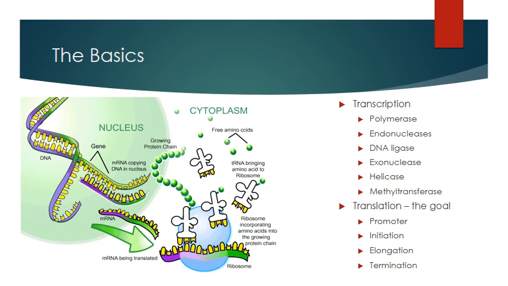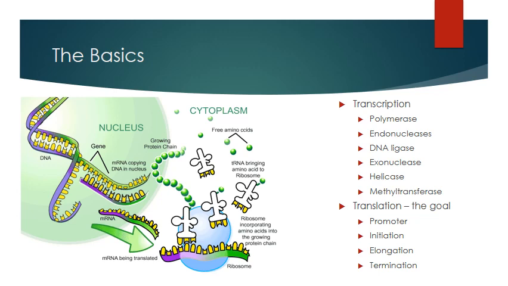Then we have the endonucleases. Endonucleases are there to break the sugar phosphate backbone of the DNA. A particular class of endonucleases is called restriction enzymes. These come in various classes, and you would have different types of restriction enzymes that recognize specific base sequences in the DNA sequence and are able to break that sugar phosphate backbone at that juncture.